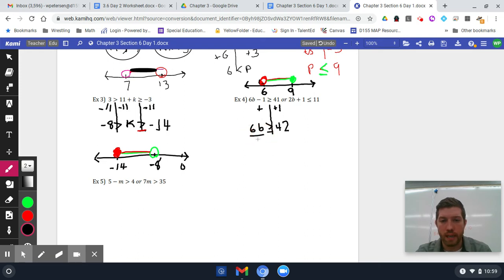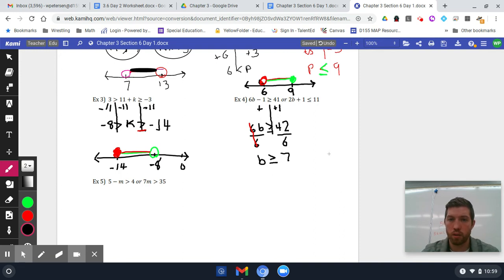Now we're going to divide by 6 because this is 6 times b. So we're going to divide this by 6. All right. These cross out. And I am left with b is greater than or equal to, and then take out your calculator, 42 divided by 6. So you guys know that at the top of your head, 7. And now that is my first part of my problem.